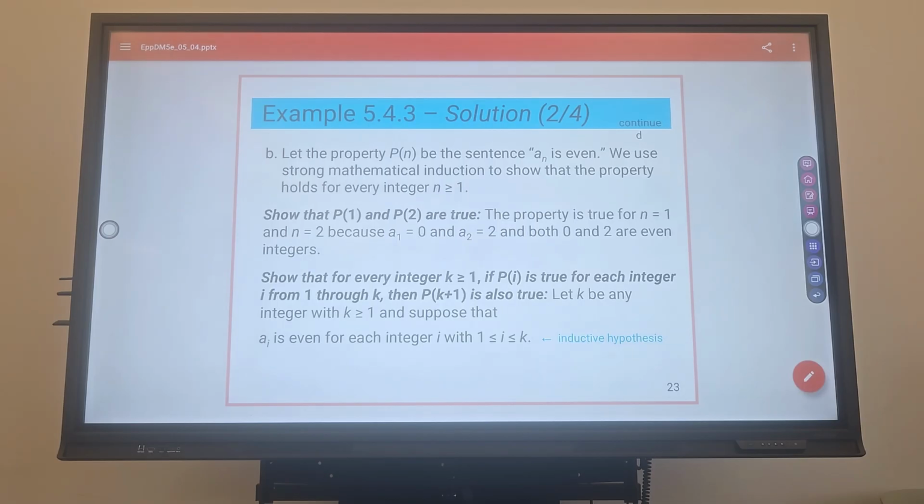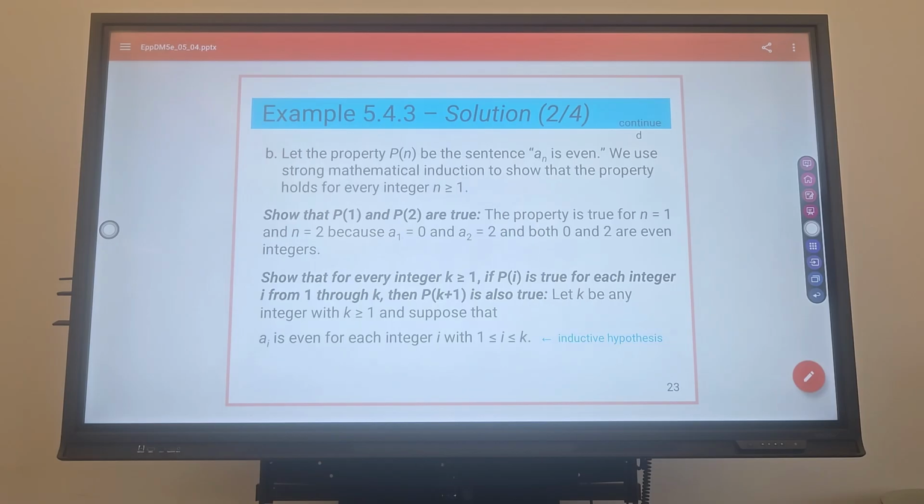Well, show that P of 1 and P of 2 are true. This property is true for n equals 1 and 2 because a sub 1 and a sub 2 are 0 and 2 respectively, and they are both even. Show that for every integer k greater than or equal to 1, if P of i is true for each integer from 1 through k, then P of k plus 1 is also true.